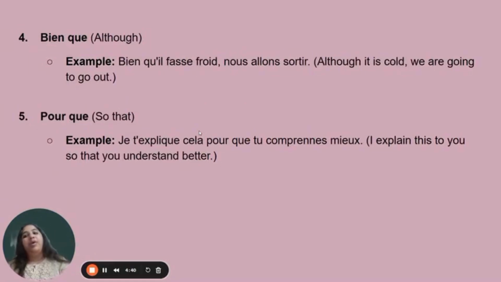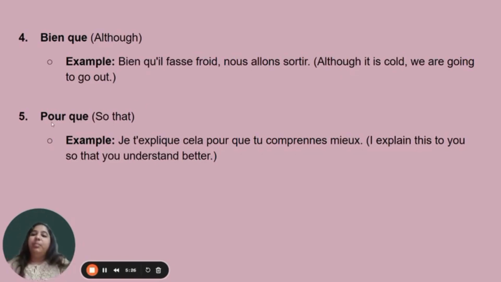Let's move on to the next important expression, bien que, which means although. Whenever you use bien que, it's a very important subjunctive expression. When you use it in your IGCSE board exam, it attracts your examiner and you will get into the highest band. Bien qu'il fasse froid, nous allons sortir. After bien que, you have to write il and then fasse, the faire conjugation. Il fait, we say in the present tense, but that has to be written in the subjunctive form. Nous allons sortir. Although it is cold, we are going to go out.